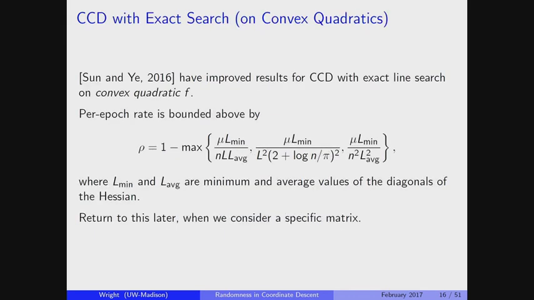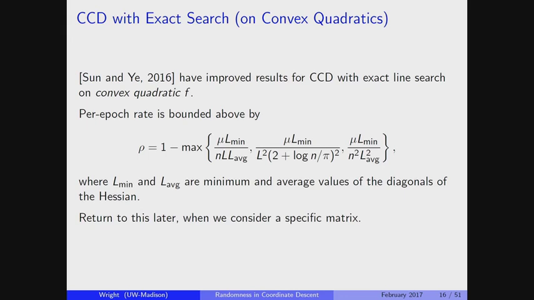Okay, this was improved a little bit recently, at least in a special case. Yinyu Ye and Sun produced this report in May last year where they said that for convex quadratics, they could get a bound for steepest descent that looked like this. Now this is, again, very ugly. You'll see some new constants here, but these are simply the average value of the diagonals of the Hessian. This one here is the minimum diagonal of the Hessian, so they're not too hard to define.